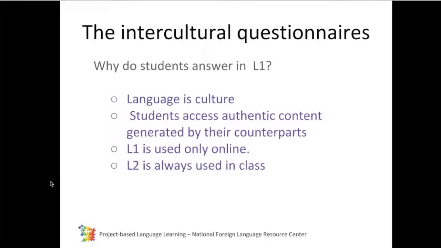So, returning to the intercultural questionnaires, why do students answer in L1? First, because we consider that language is culture. And students speaking in L1 can both express and also access from their partners concepts which could not be easily translated. So if you think in English, you think of concepts such as home. Home is way more than simply a word. It doesn't mean house or dwelling. It means something way more.